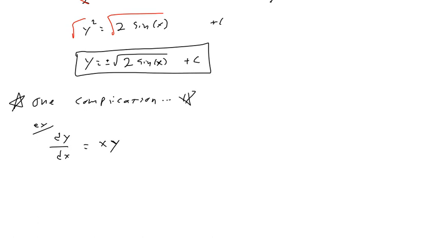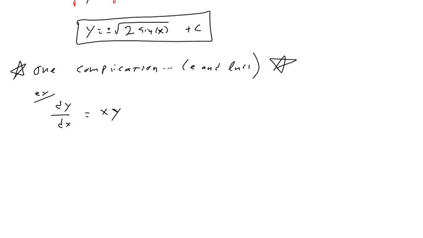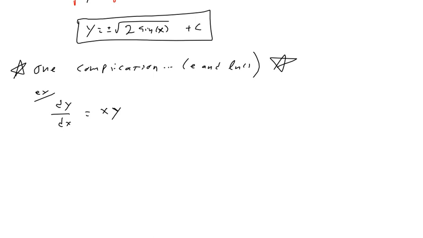And this complication involves e and ln. We're going to have to use the natural log and the exponential in some situations doing these differential equations. And let me show you what I mean. Here's an example. dy dx equals x times y. When I rearrange this one, can anyone see the problem here?